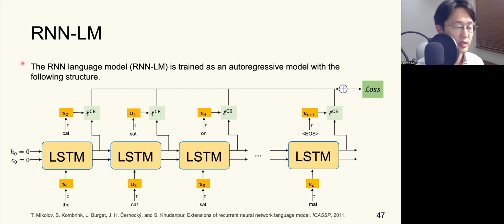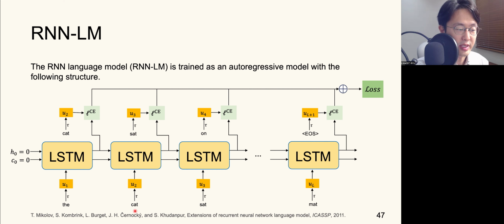Language modeling is another task that can be done with RNNs. An RNN language model is trained as an autoregressive model with the following structure. The RNN takes in as input 1 word at a time, and then the hidden state is used to make a prediction of what the next word is going to be. For this time step, cat is the subsequent word, so that is fed into the cross-entropy loss, and the cross-entropy loss measures how close the prediction is to the ground truth next word.